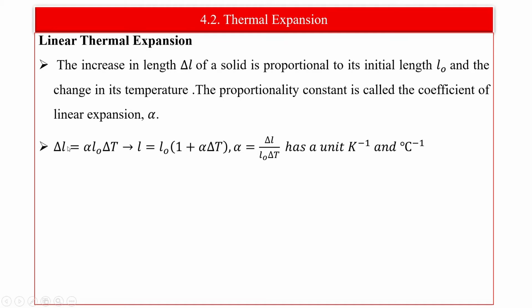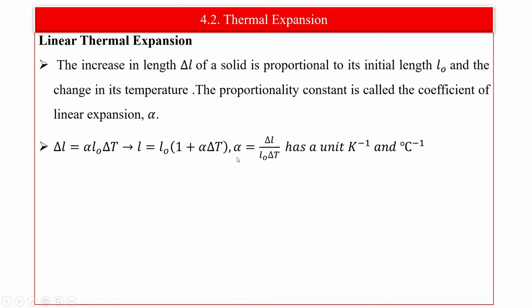We know that change in length is L final minus the original length, and if you want to find the final length, it is equal to the original length times the brace 1 plus alpha change in T. When you substitute, it is L final minus L initial, so when you move L initial from the left side to the right side, you'll get this one. L initial is common in both terms, so it becomes 1 plus alpha change in T.